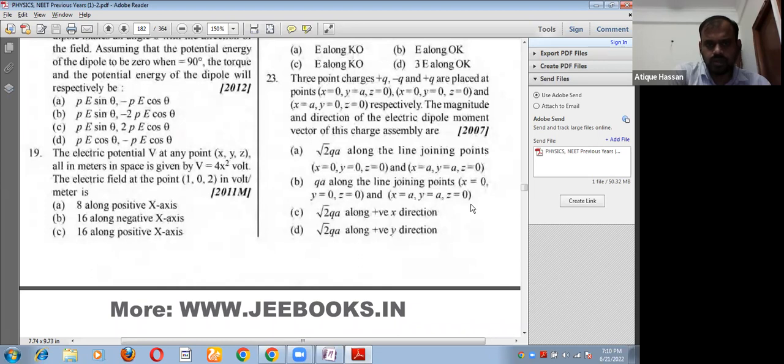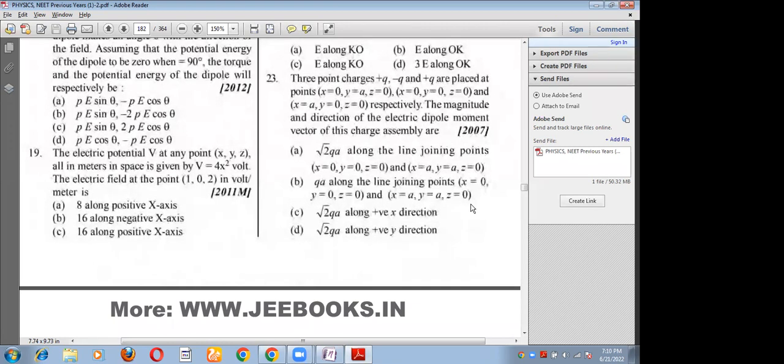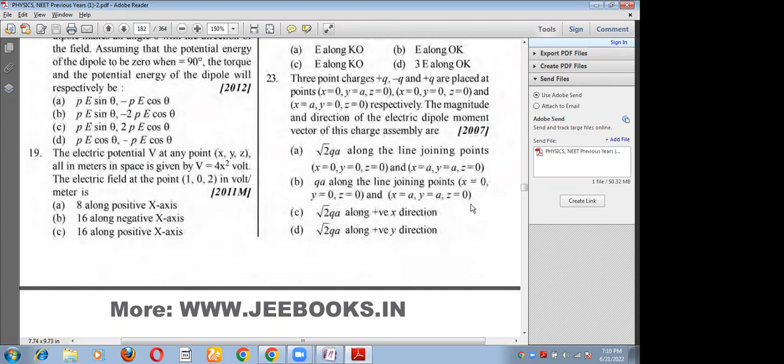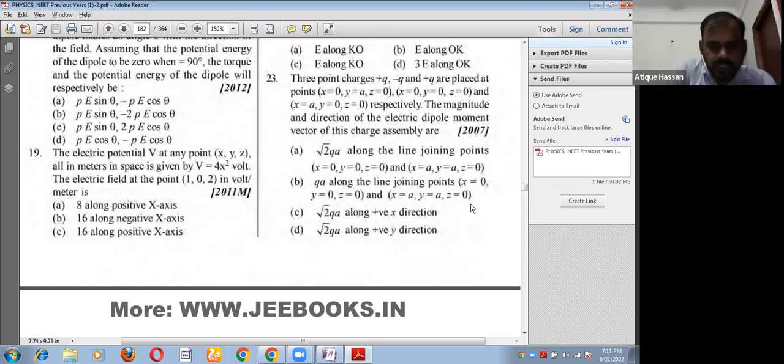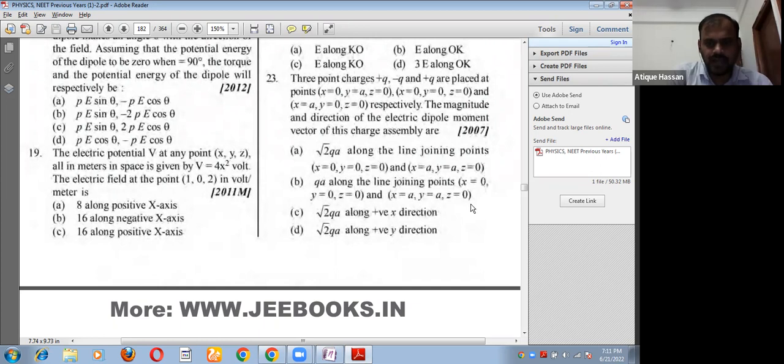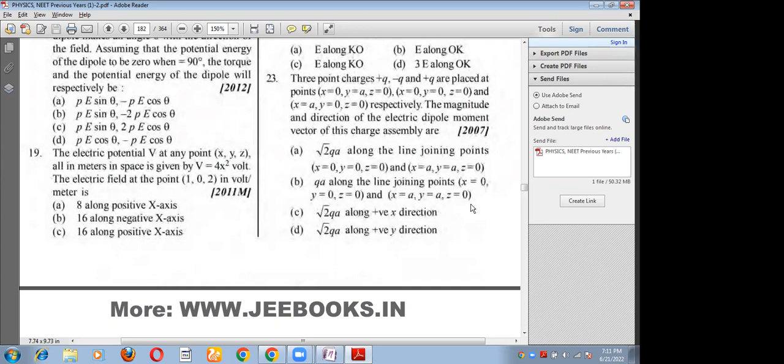So now let us see. Sir, is it option A? Sorry, I didn't understand what you're saying. Sir, is it option A, the answer? Oh, you're saying the option. I don't know, first I have to see. Let us see. Oh, you solved it so quickly, right?